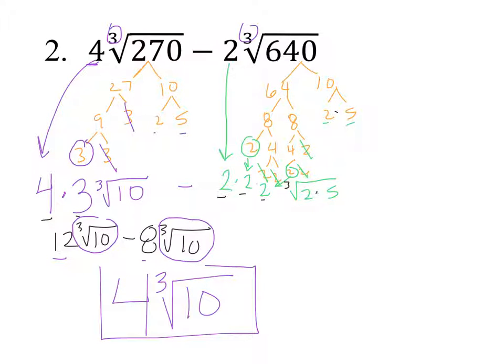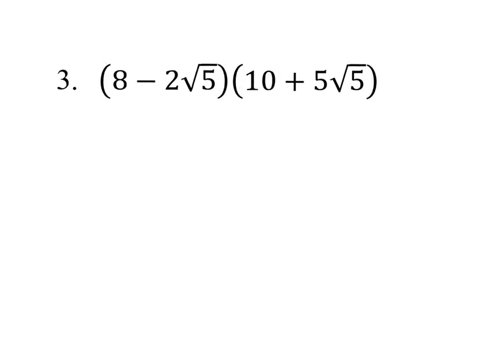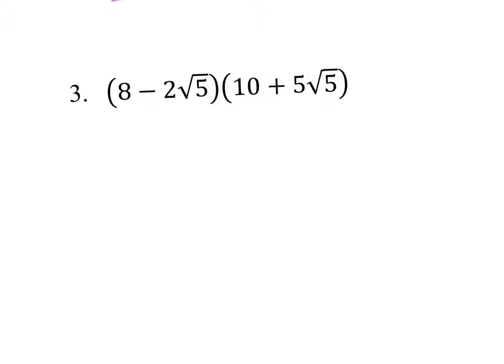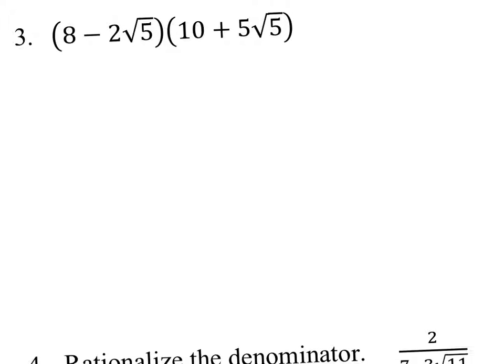So that would be my answer for that second one. Next. I can make this a little bit smaller because I might need some more room. So it looks like I have a parentheses and a parentheses and it's multiplying in between. Whenever you see this, it's multiplying in between. You should be thinking first, outside, inside, last.